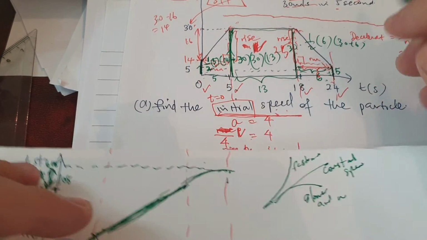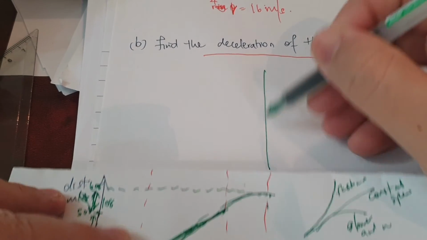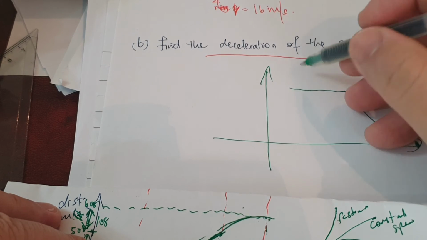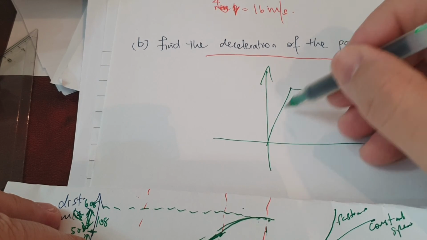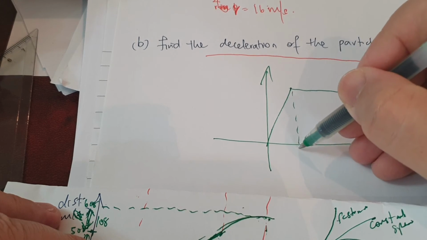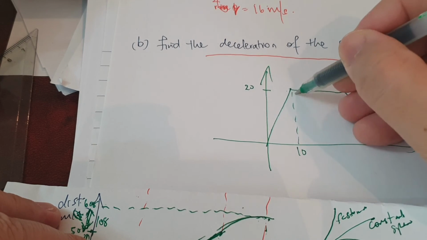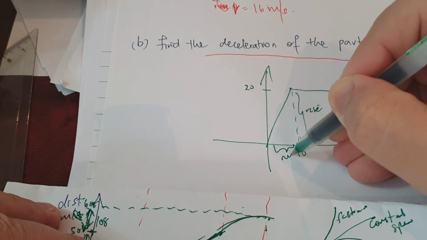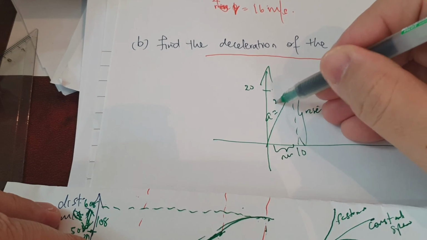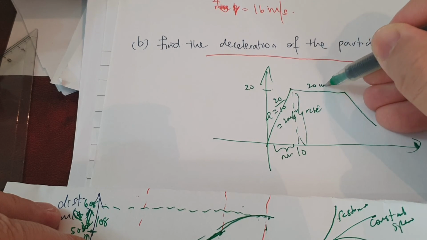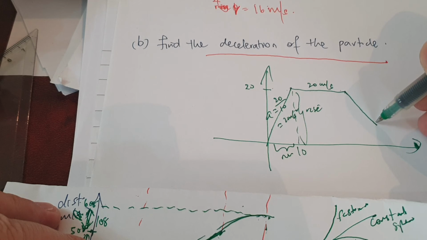Okay, and we also learned that, to find acceleration, let's say this is 10, this is 20. What's the acceleration? It is just the rise over the run. So the acceleration here is 20 over 10, which is 2 meter per second square. And what's the constant speed here? 20 meter per second. And what is the deceleration here? Oh, we don't know.